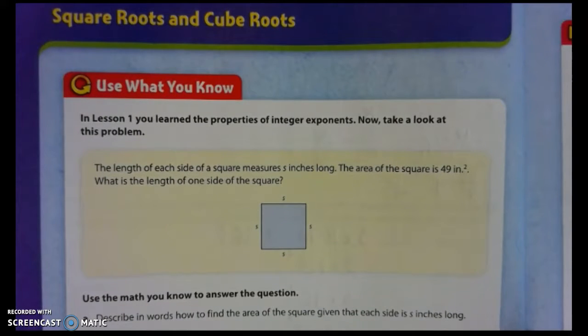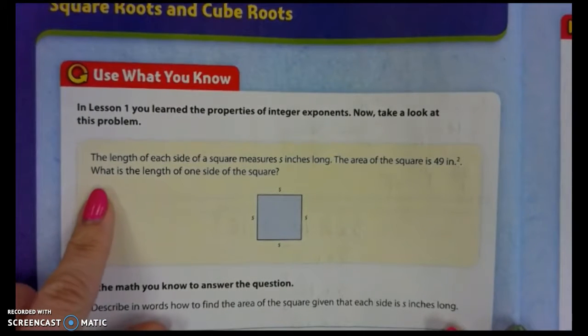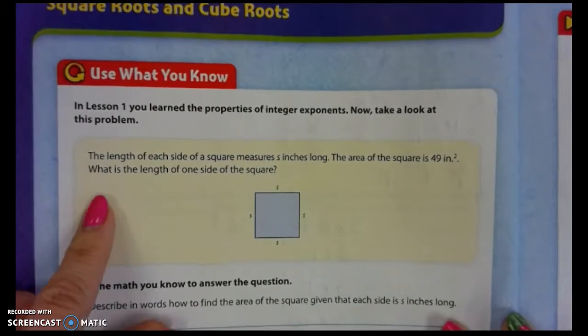Lesson 2, square roots and cube roots. In lesson 1, you learned the properties of integer exponents. Now take a look at this problem. The length of each side of a square measures s inches long. The area of the square is 49 inches squared. What is the length of one side of the square?